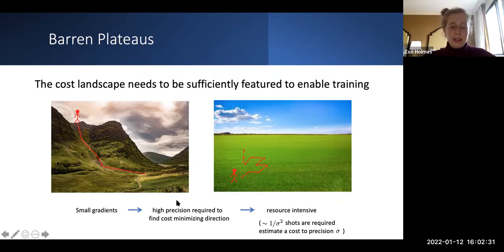So the problem is if you've got a very flat cost landscape, then you're going to have very small gradients. So you're going to need to have very high precision measurements of the gradient, so very high precision measurement of the cost in order to figure out what the cost minimizing direction is. And this is particularly an issue in the context of trying to minimize a quantum cost, because your cost is going to be obtained statistically by running a quantum circuit many, many times. And so to measure your cost to a high degree of precision is going to require a lot of shots, and so be resource intensive. Or more precisely, 1 over sigma squared shots are required to estimate a cost to precision sigma. So great.